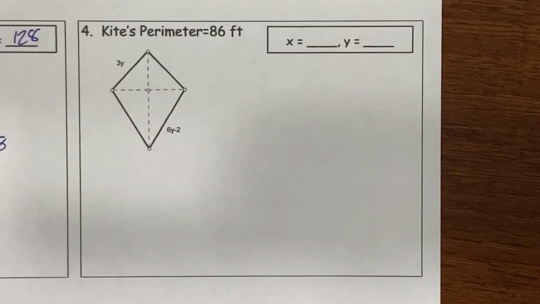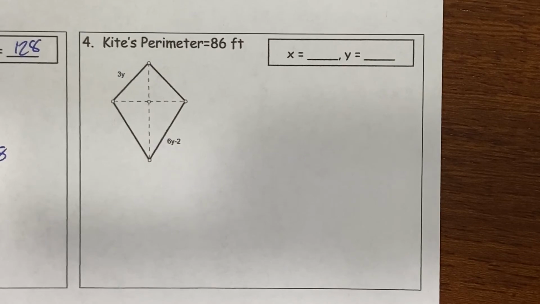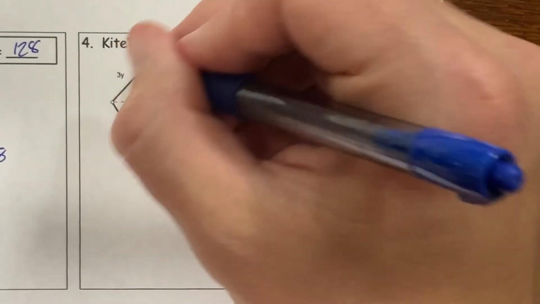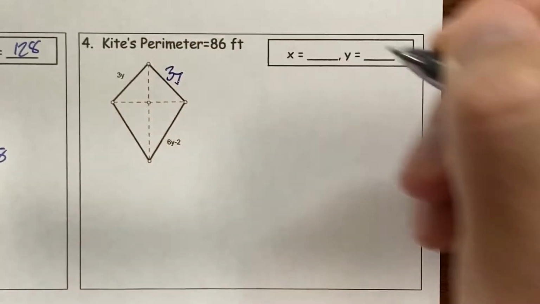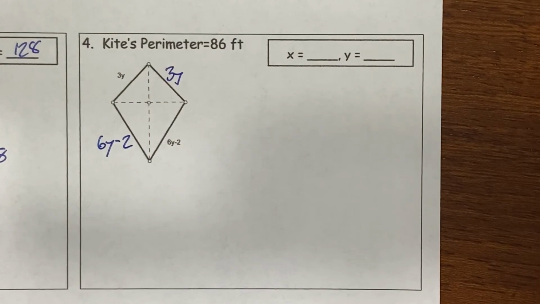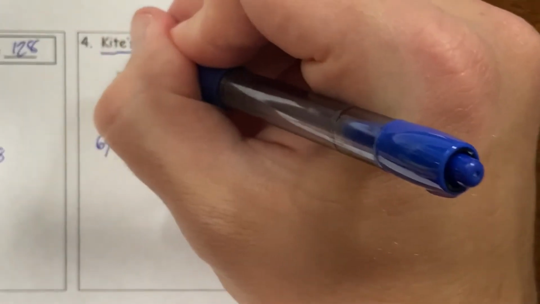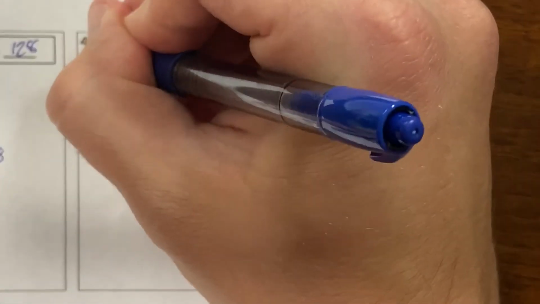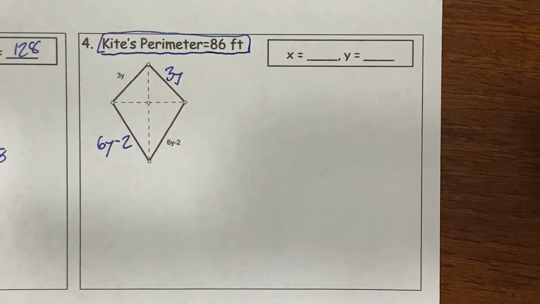Let's look at this one. Very important information here. Well, let's do this first. What do we know about the picture? Well, it's a kite, so that means if that's 3y, that's 3y. If this is 6y minus 2, then this is 6y minus 2. Very, very important information, and a lot of these have this very important information. Kite's perimeter is 86 feet.